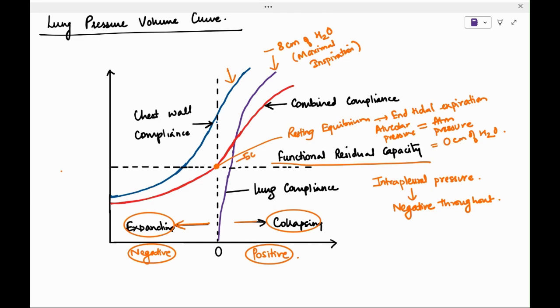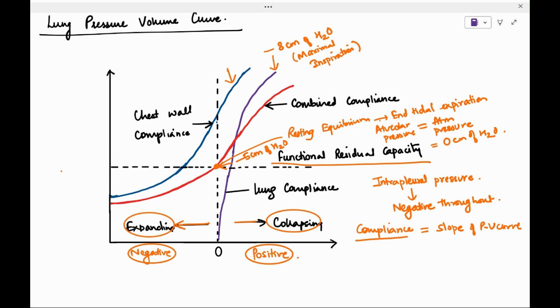Okay. During passive expiration, the chest wall will relax and the respiratory system returns back to its equilibrium position. And at this equilibrium position, which we have seen at the end tidal expiration, the intrapleural pressure is minus 5 centimeter of water.